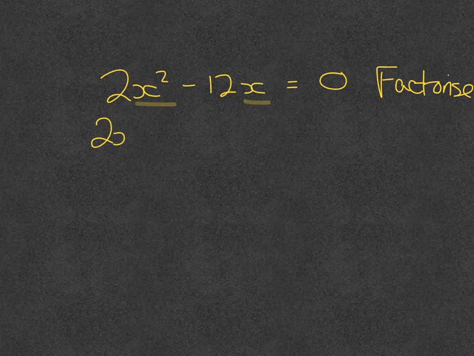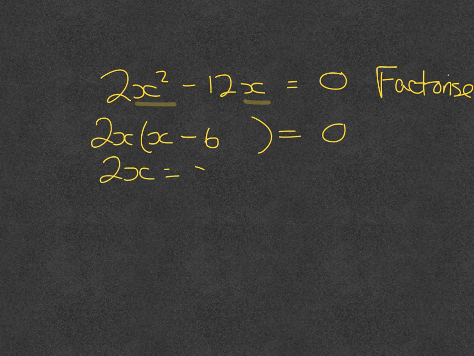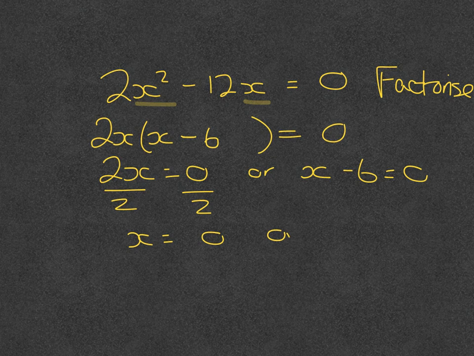So we're going to go 2x. Then we're going to go, what do I need to multiply 2x by to make it equal 2x squared? I need to multiply it by x. What do I need to multiply 2 by to make it equal negative 12? That's negative 6. And that's all we have to do, because 2x times negative 6 will give us negative 12x. And then we use our null factor law and go, well, then 2x equals 0 or x take 6 equals 0. Divide both sides by 2. x equals 0 or x equals 6. And that's our answer. So we're always going to have two answers with the null factor law. Alrighty.